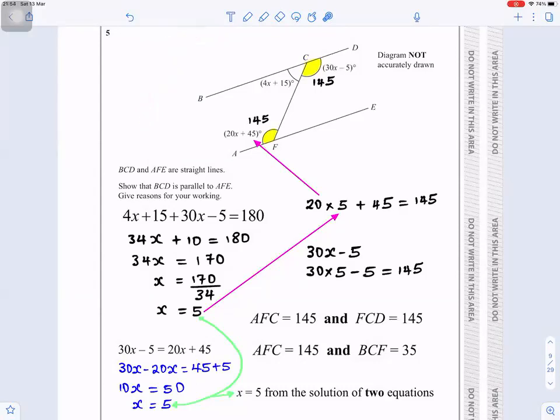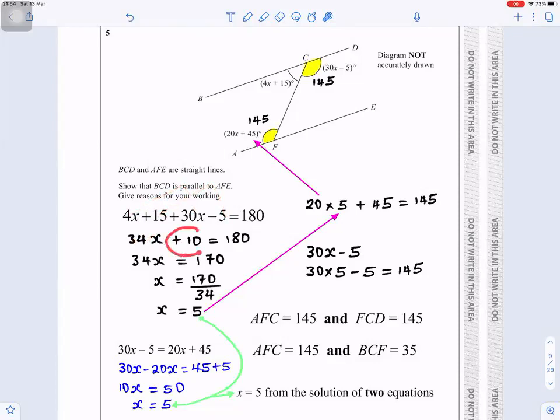So what we want to do is we add 4x plus 15 plus 30x minus 5. Those two should be 180 if that is a straight line, because it tells us in the question BCD is a straight line. So these two angles have to add up to 180, and we can solve for x. 4x plus 30x is 34x. 15 minus 5 is 10.